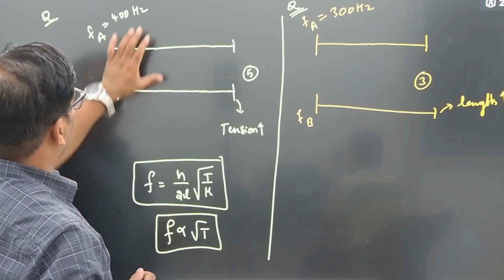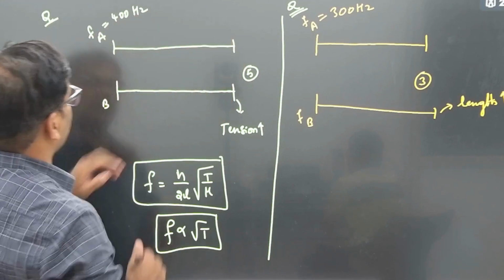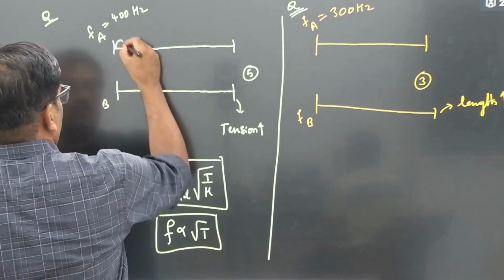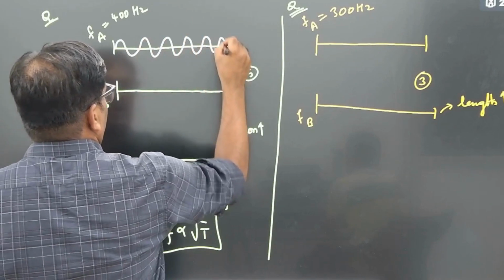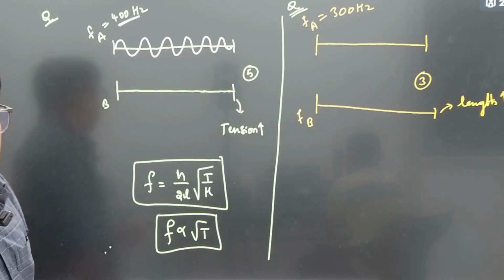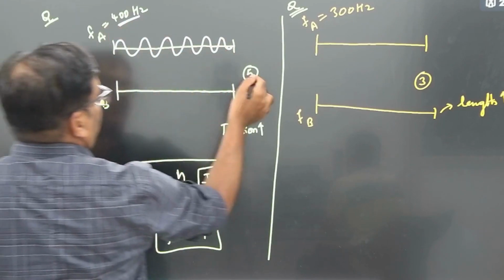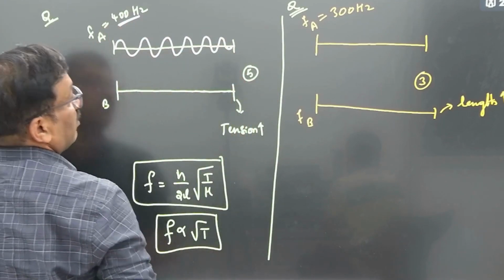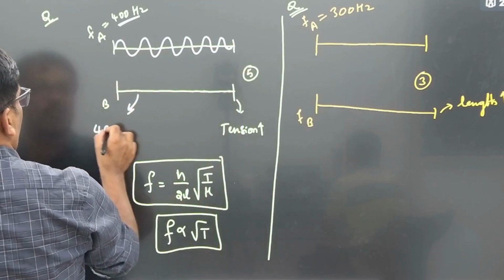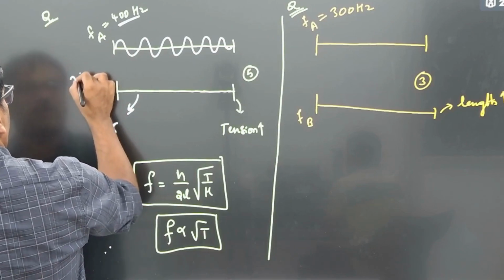Initially, this is a sonometer, one wire is there, and it is vibrating. So what is the frequency? You are understanding? It is 400 hertz, and it is producing 5 beats. Therefore the frequency of B can be 405 or 395.